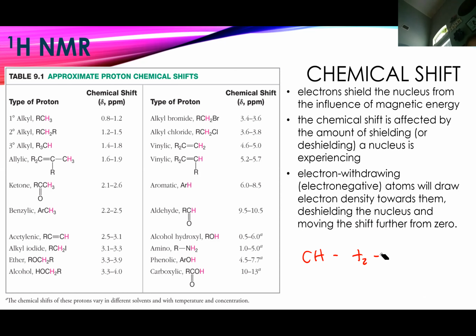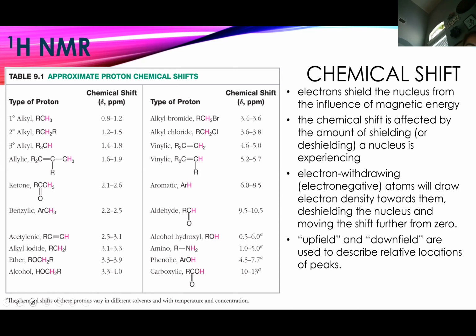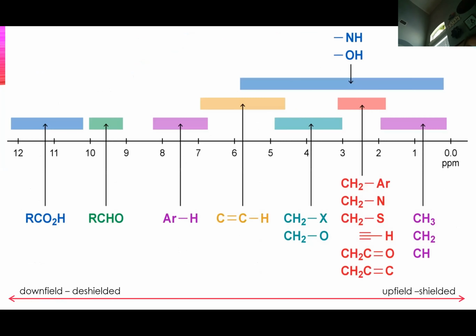And it's because the bromine is literally stealing the electrons that are shielding the nucleus. Upfield and downfield are used to describe relative locations of peaks. So downfield references higher numbers and upfield references lower numbers. So this is the exact same information, just laid out visually, which I always think is so much more helpful.